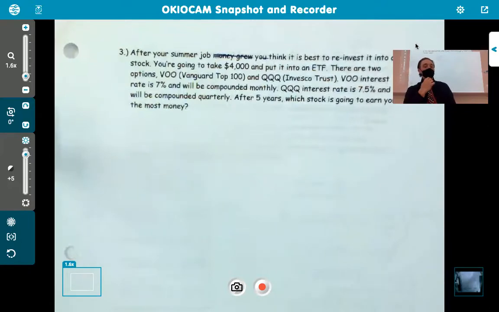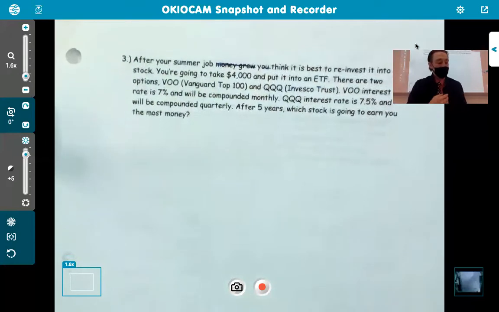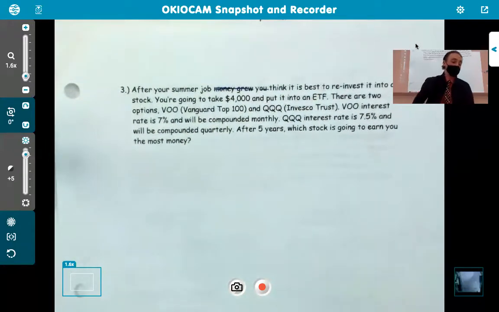Okay. Now for each of these two options, we're investing $4,000. All right. For Vanguard, so VOO, the interest rate is 7% and will be compounded monthly. For the Invesco Trust of QQQ, the interest rate is 7.5% and will be compounded quarterly. And we want to ask ourselves, well, after 5 years, how much more money am I going to have? So which is the best option for me? All right. Again, a pretty realistic situation related to putting your money into something, whether it's a savings account or, in this case, a stock, and choosing the best option for yourself.